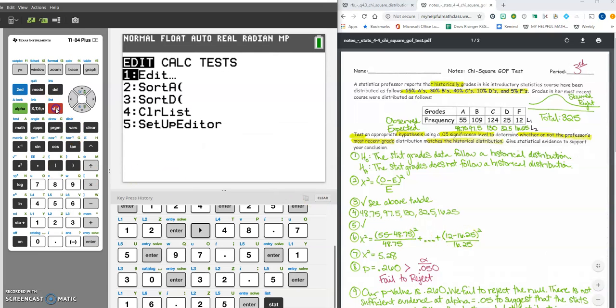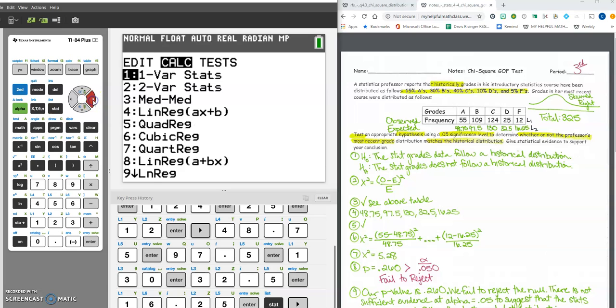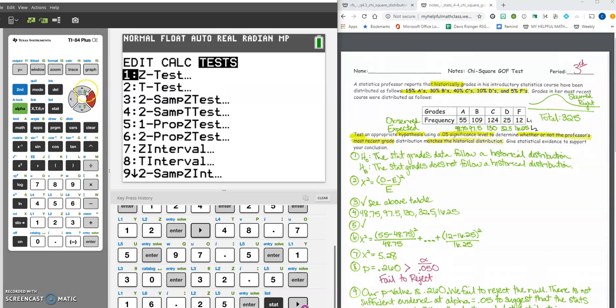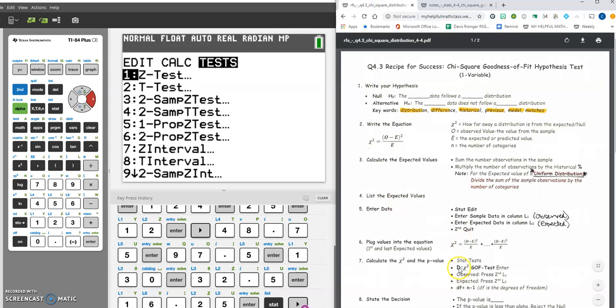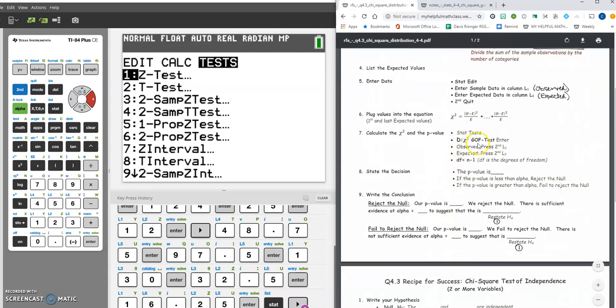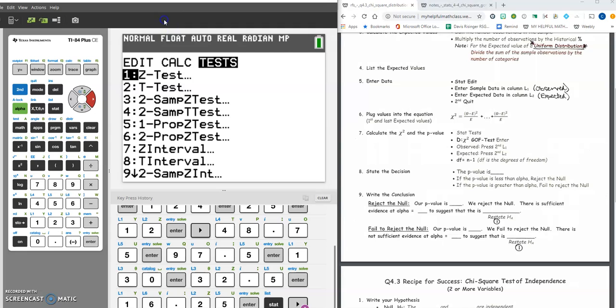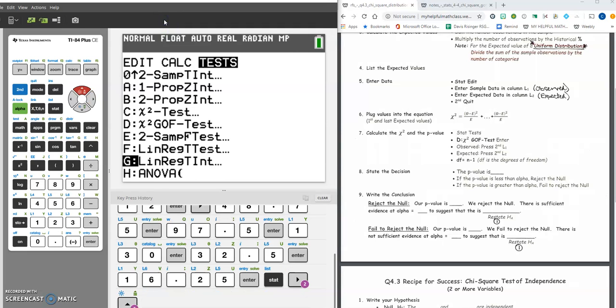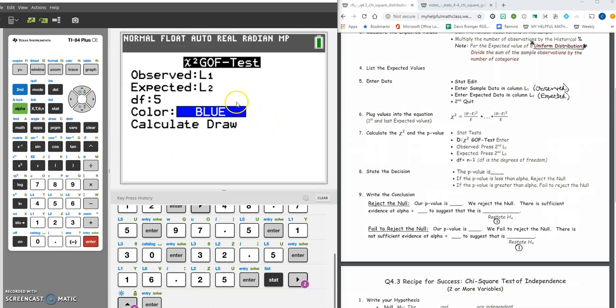So now we're going to go back to the calculator, stat, move over to tests. Notice I want option D on your card. So we're now at option D for x squared GOF test. That's one way to know what type of test you're actually running. So x squared GOF, option D, as we see also on the card. I'm going to hit enter to go into that test.